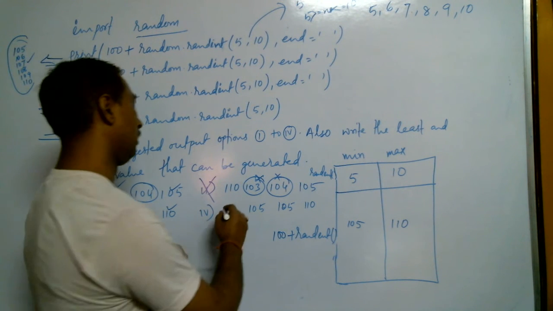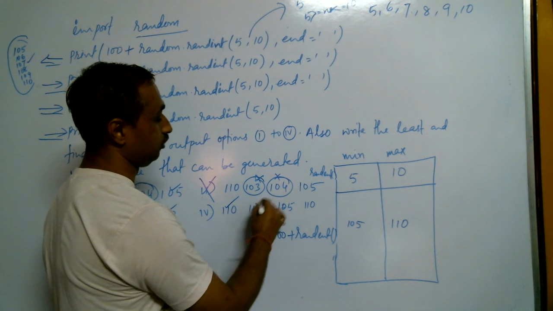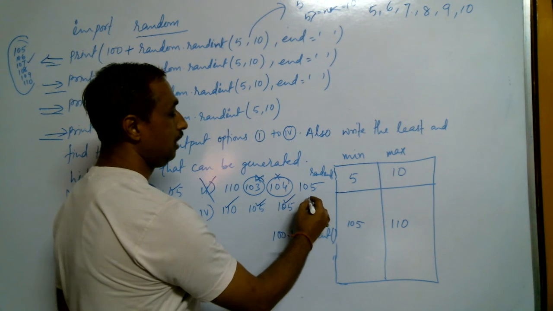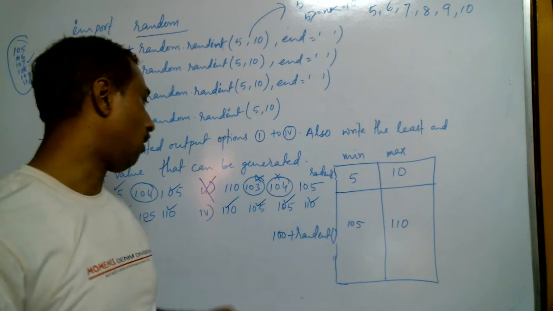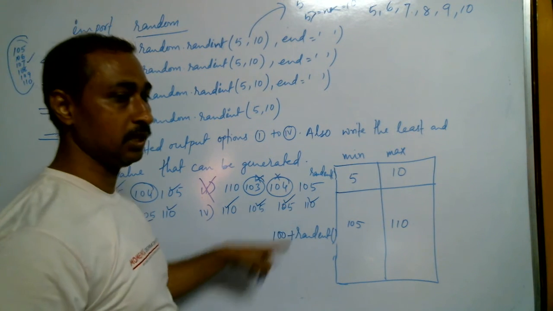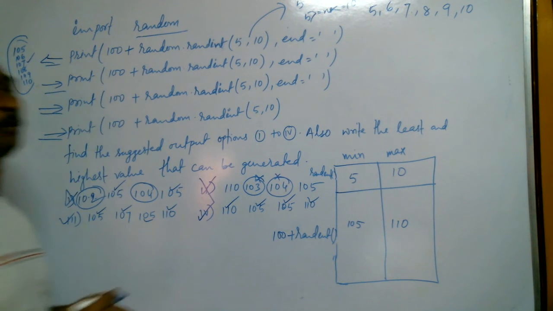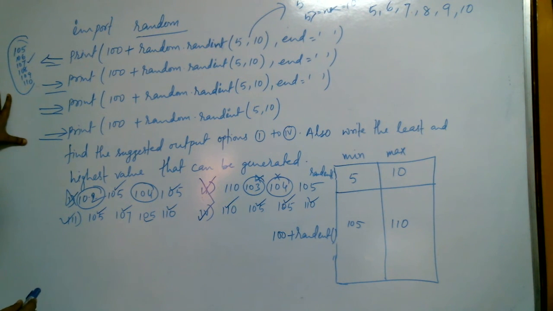The next one, 110, 110, that is also acceptable. 105 is also acceptable. 105 is also acceptable. And 110 is also acceptable. So all 4 of the 4 values are acceptable. So the fourth option is also the probable output by this program segment. Understood?